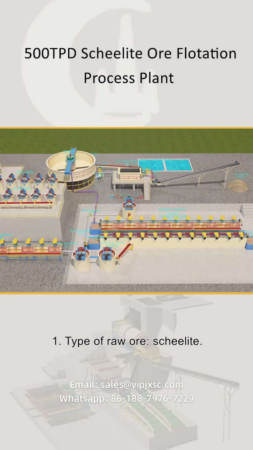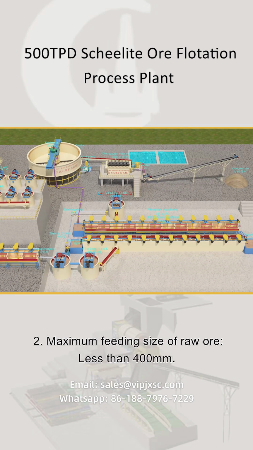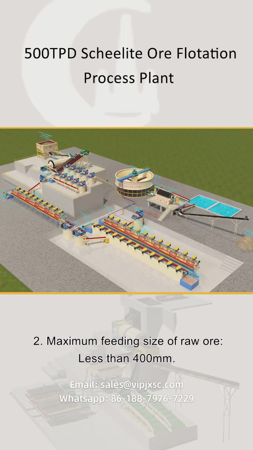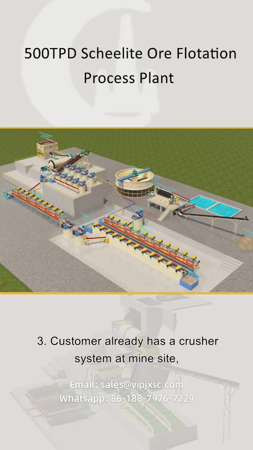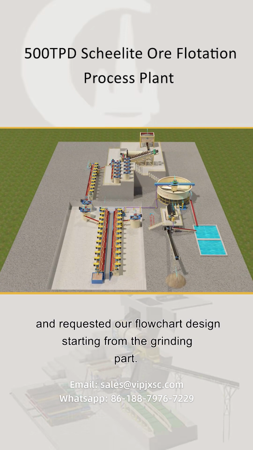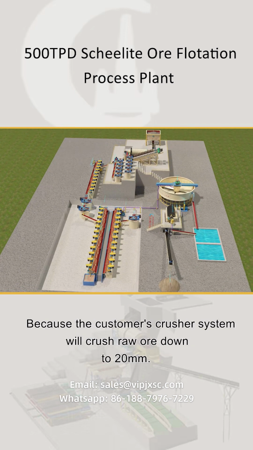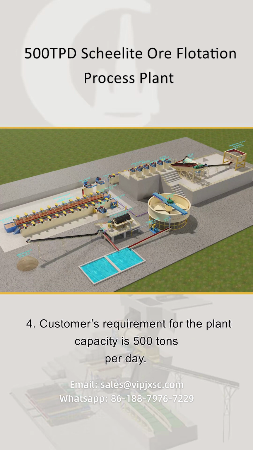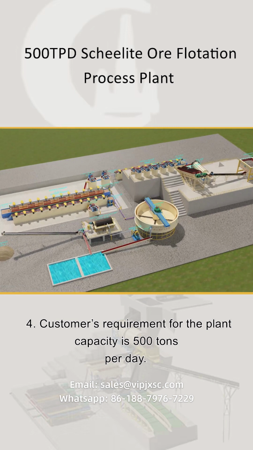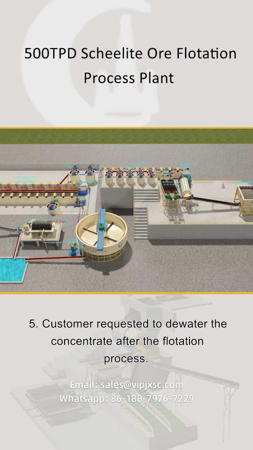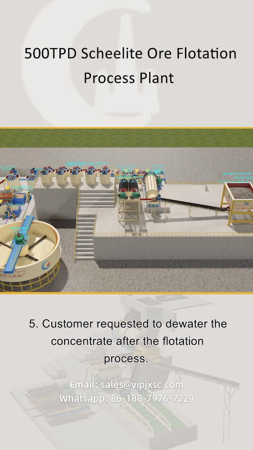1. Type of raw ore: Scheelite. 2. Maximum feeding size of raw ore: less than 400 millimeters. 3. Customer already has a crusher system at the mine site and requested our flowchart design starting from the grinding part, because the customer's crusher system will crush raw ore down to 20 millimeters. 4. Customer's requirement for the plant capacity is 500 tons per day. 5. Customer requested to dewater the concentrate after the flotation process.